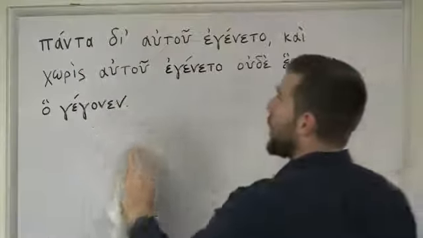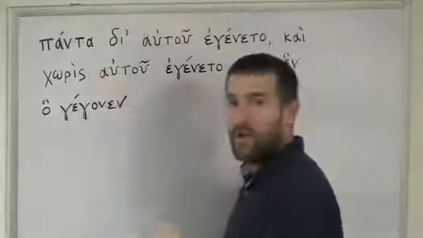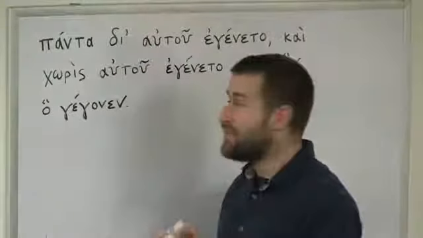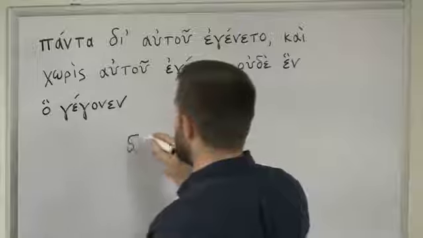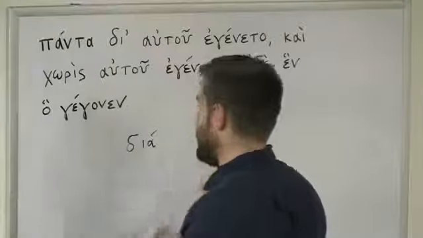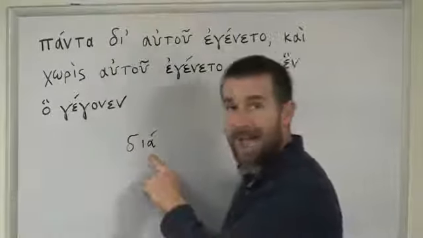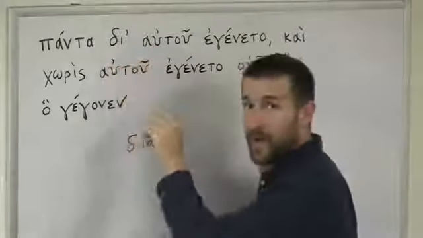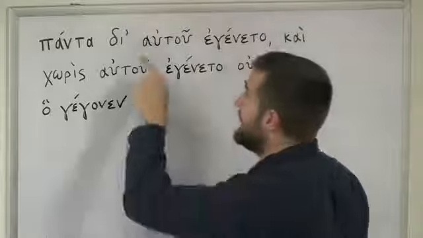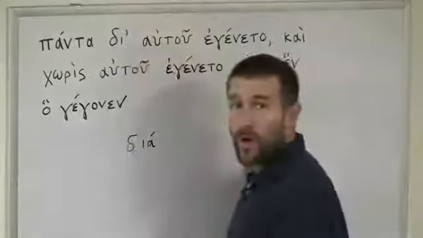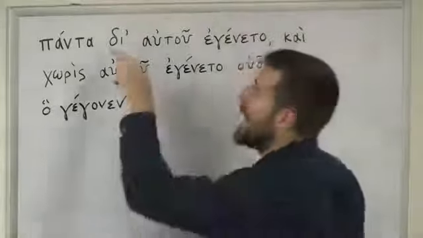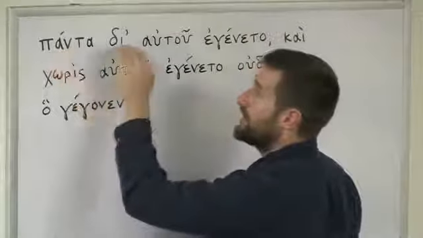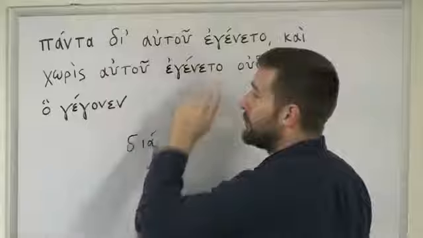Then the next words are διαυτού. Notice the apostrophe after the delta. That's because it is an abbreviated form of the preposition dia, all right? Dia means by or through. So the reason that it has that apostrophe and why it has lost an alpha is that it gets run together with the following word. So it's just pronounced διαυτού, meaning by him. So all things by him, διαυτού.